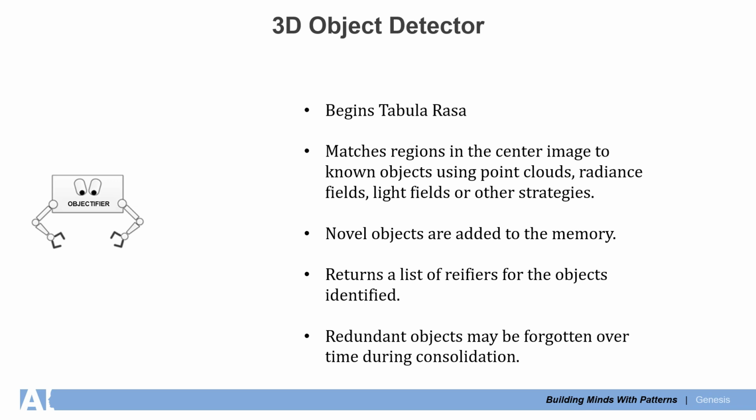The 3D object detector begins tabula rasa. It matches regions in the center image to known objects using point clouds, radiance fields, light fields, or other strategies. Novel objects are added to the memory. It returns a list of reifiers for the objects identified, and redundant objects may be forgotten over time during consolidation.